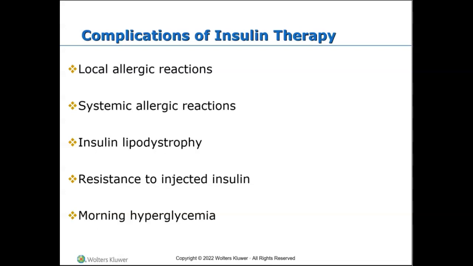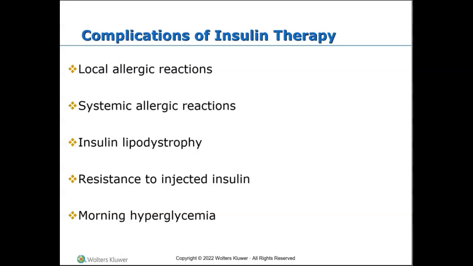lipodystrophy, and that literally is a buildup of the fat protein scar tissue in that area, and it causes the skin to look like a dimpling or a crater of the underlying skin, because what's literally happened is it results in the subcutaneous or fat tissue breaking down in that area because of the repeated injections of meds in that same area, right? So that's why we have to rotate those sites.